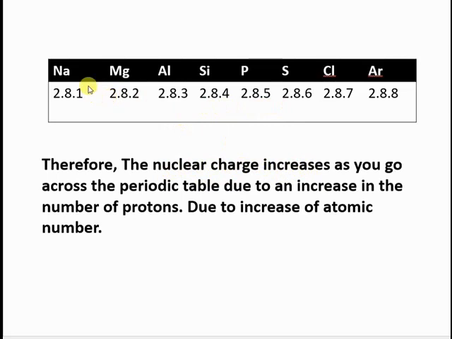Very important. So therefore, the nuclear charge increases as you go across the periodic table, due to an increase in the number of protons. Why does the number of protons increase? Because there is an increase in the atomic number as you move across. Very important.